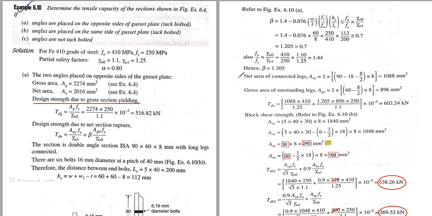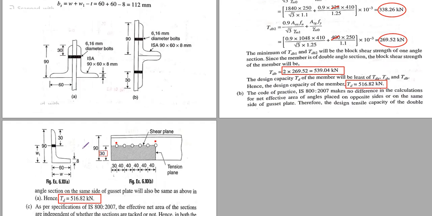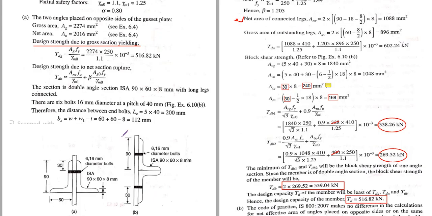Okay, so ANC, the net area of the connected leg, is equal to 2 into, this 2 is because there are two angles, so 2 into 90, that means this one is the connected leg. Okay, if I draw a line through this bolt, so 90 minus 1 bolt hole minus thickness by 2. As I have explained in my previous lecture, 2 for the 2 angles, then 90 minus 18 minus 8 by 2 is the length, multiplied by the thickness here. Okay, that should be in millimeter square.